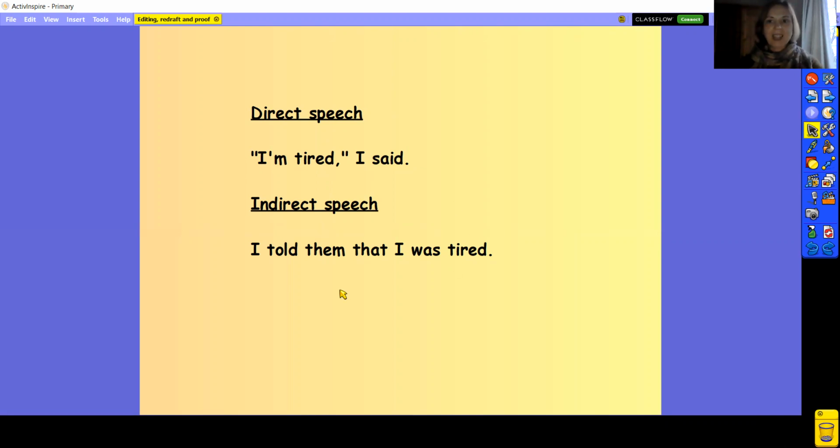Indirect speech says what someone said. It doesn't say exactly what they said, but it gives that content. I told them that I was tired. So indirect speech doesn't need inverted commas because you're not directly reporting what the person has said. You're just telling the reader roughly the content of what they said.